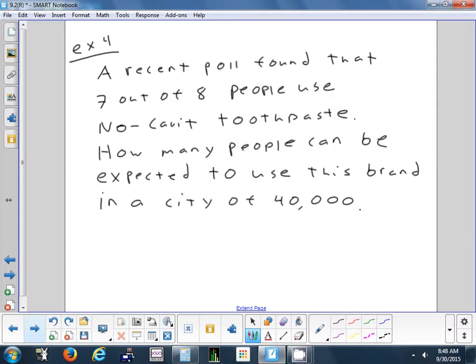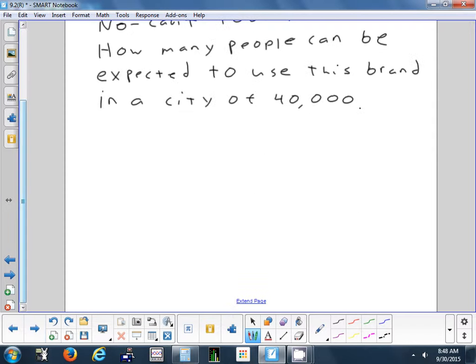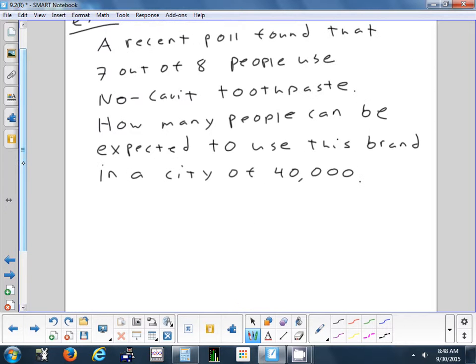What's one piece of information in the problem that's going to be important? Caitlin. 7 out of 8. Okay. Well, what do you want to do with that, Caitlin? Put it as a fraction, right? So how would I write that? 7 over 8, right? That's like we talked about at the beginning. 7 out of 8.